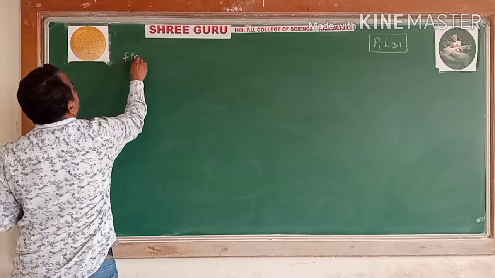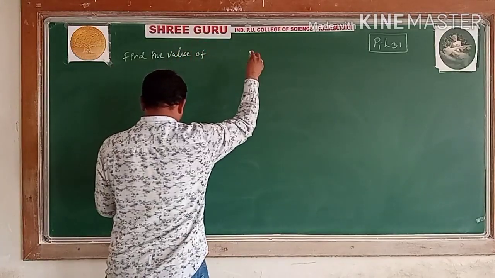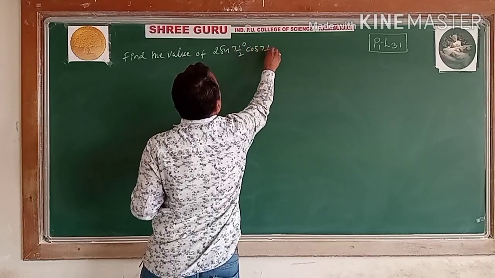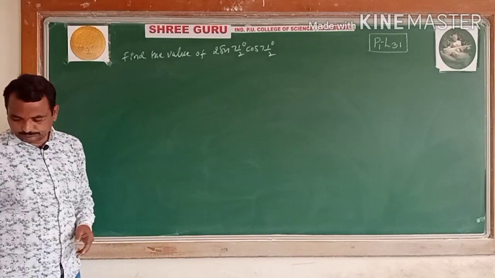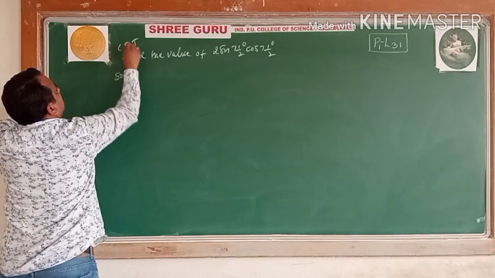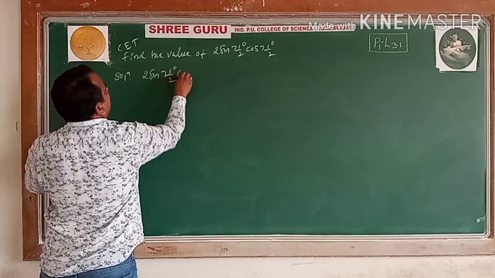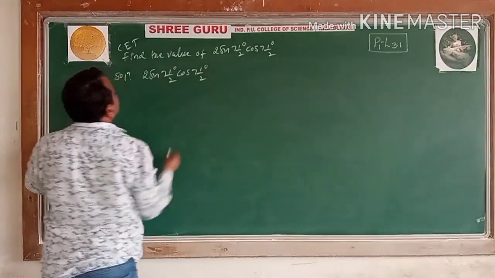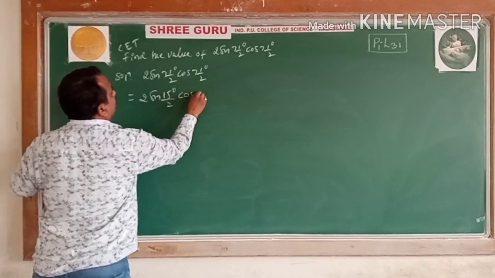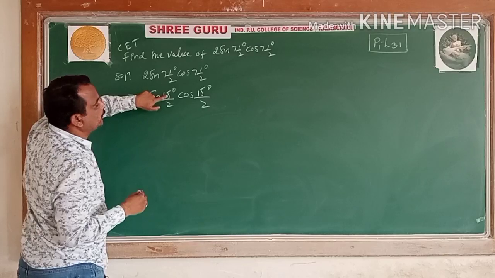Find the value of 2 sin 7.5 degree into cos 7.5 degree. Let us see these CET examples. Shall I write 7.5 degree as 15 degree by 2? 2 sevens are 14, 14 plus 1, 15 by 2.